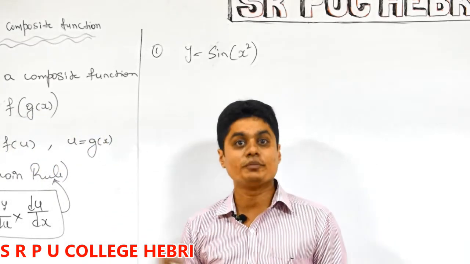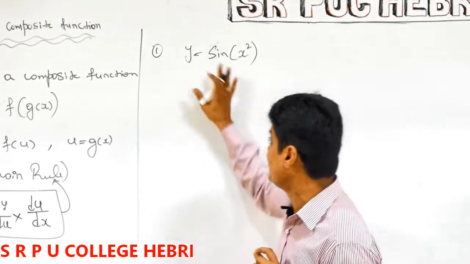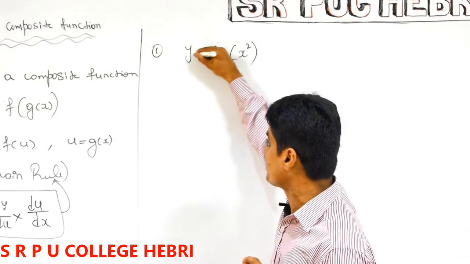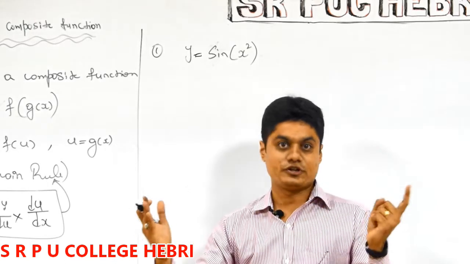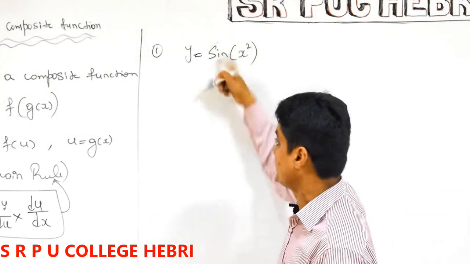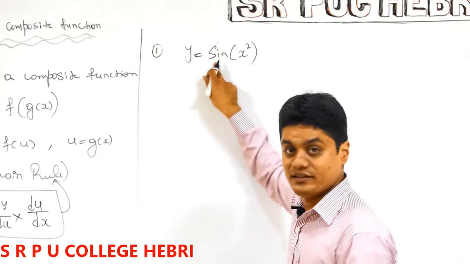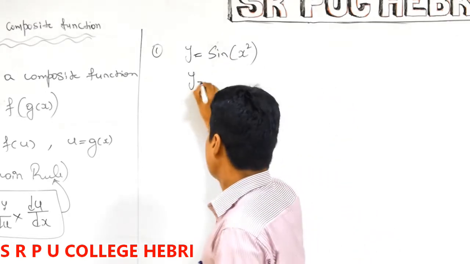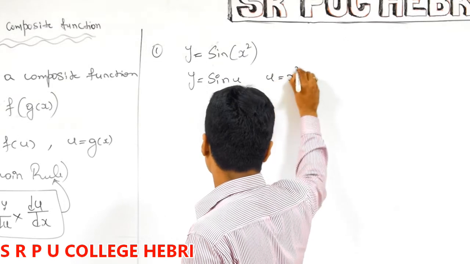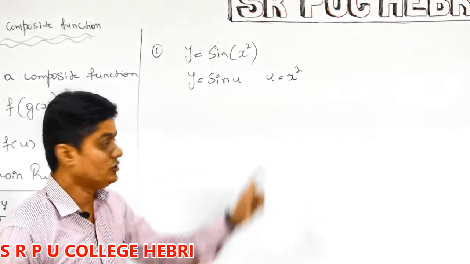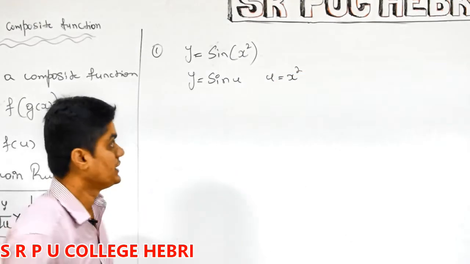It should not be product. The problem is, you only have to identify whether it is a product or a composite. Product will be two separate functions; composition will be one function inside another. Here x square is inside sine x, so separate: y is equal to sine u, u is equal to x square.